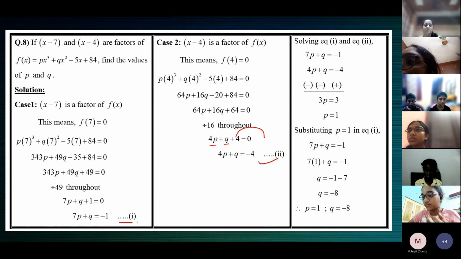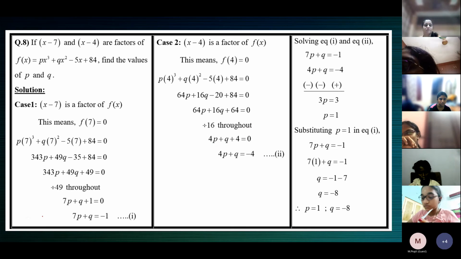Now we'll have to solve equation 1 and equation 2 to find the values of p and q. So solving equations 1 and 2.